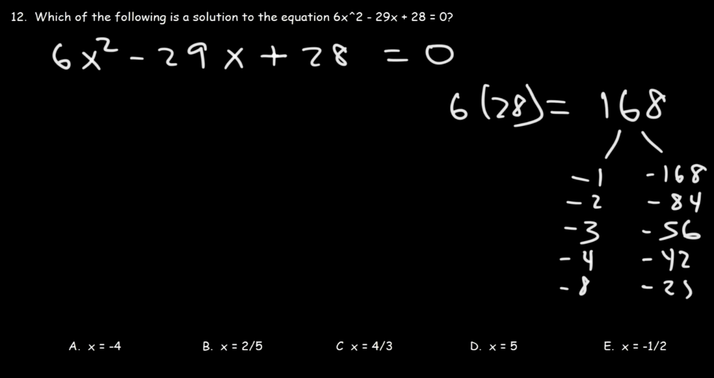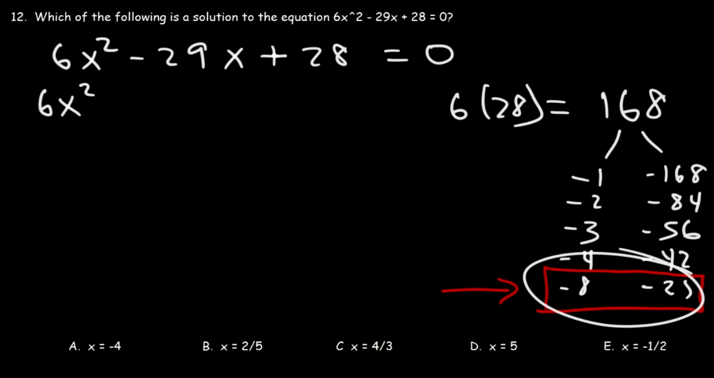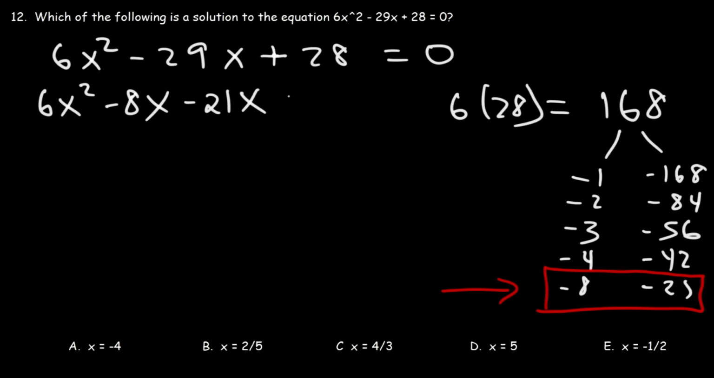Notice that these two numbers add up to negative 29. So once you create your list, you just have to find out which pair of numbers will add up to the middle coefficient. Now what we're going to do is replace negative 29x with negative 8x and negative 21x.